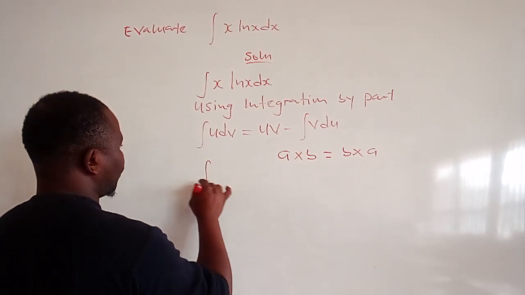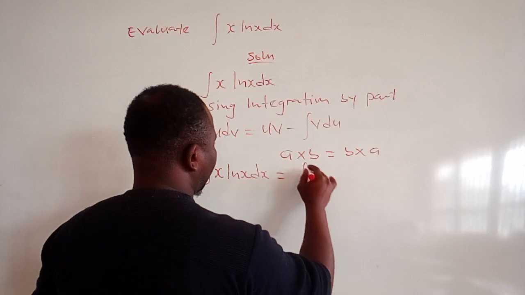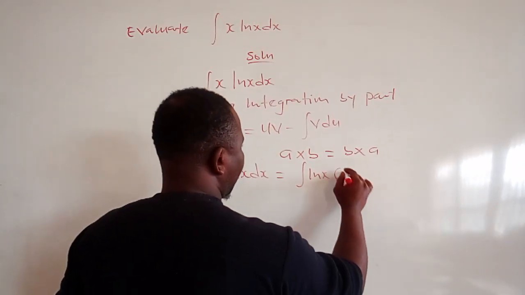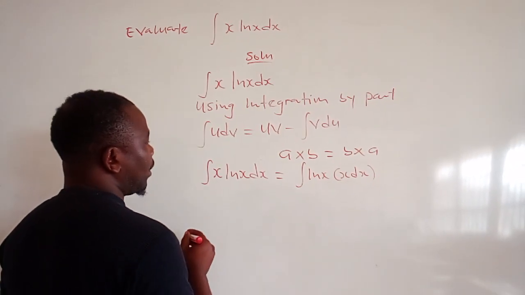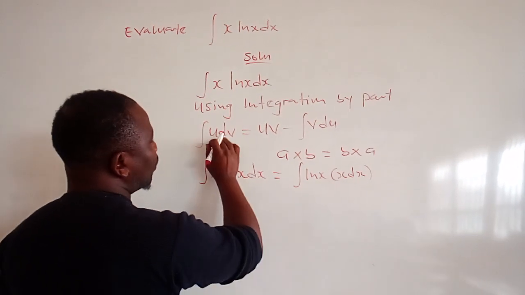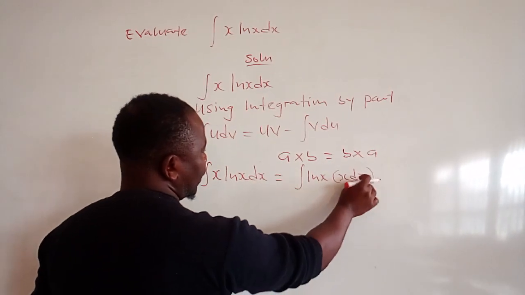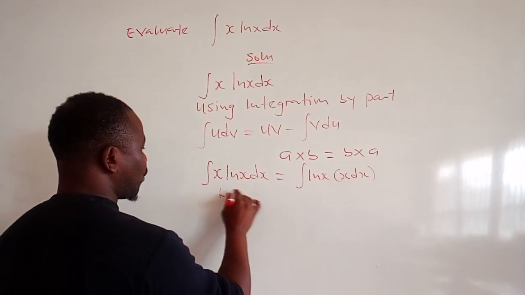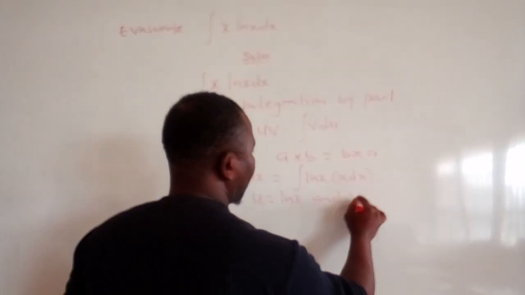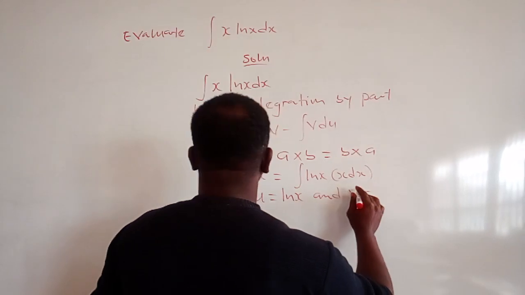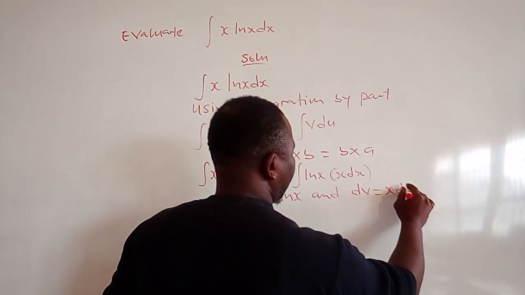So now this integral, x ln x dx, is also the same thing as ln x times x dx. Is that clear? So if you agree with me, without anyone telling you, you now compare with this integral. u is equal to ln x, then dv is equal to x dx. So let u be equal to ln x and let dv be equal to x dx.